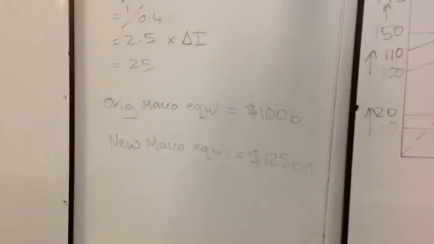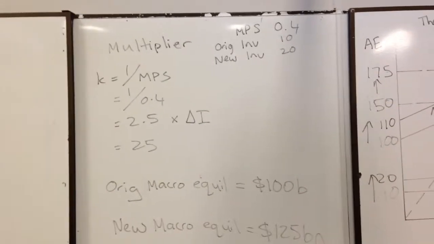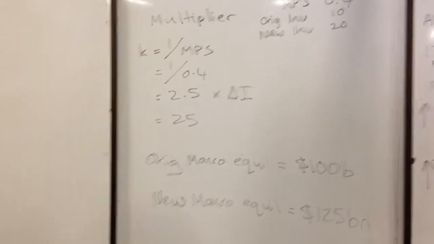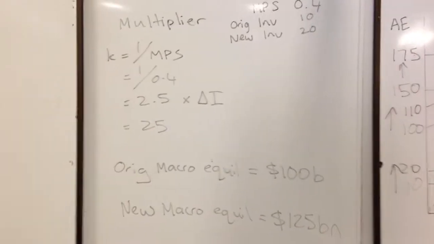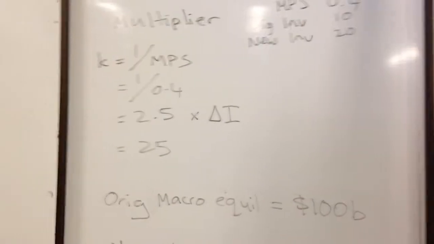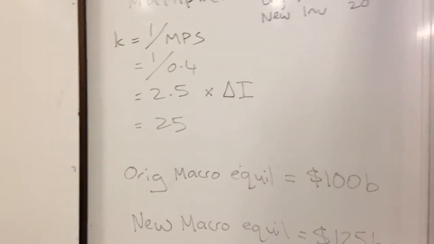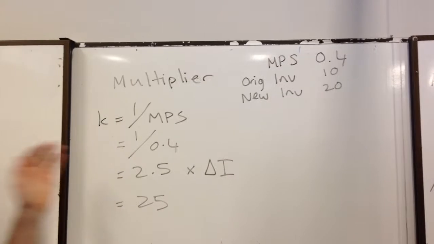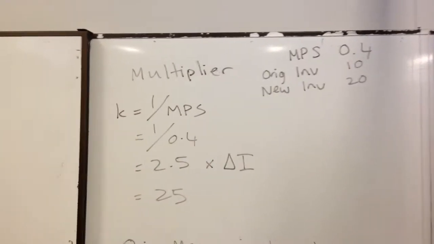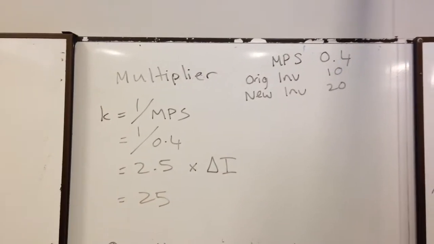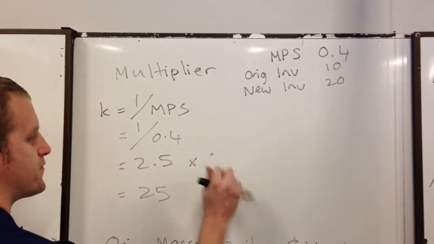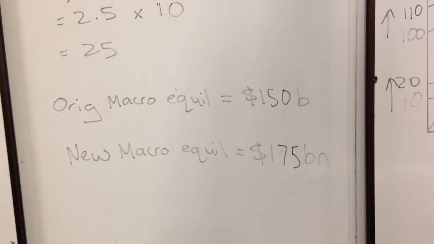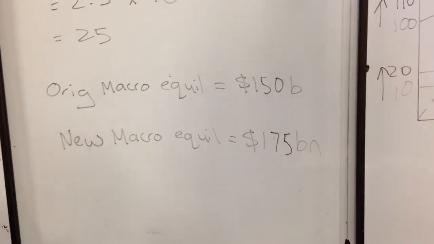Now it's important that we also show how this was calculated. So we're making a few assumptions here. We're assuming that the marginal propensity to save in the economy was 0.4. We are assuming that the original investment was 10 and the new investment is now 20. So therefore there's a rise in investment of 10. So in order to work out the multiplier, 1 divided by MPS, so 1 divided by 0.4 equals 2.5, times the change in investment, which is 10. So 2.5 times 10 equals 25. The original equilibrium was 150, and the new macroeconomic equilibrium is 175.